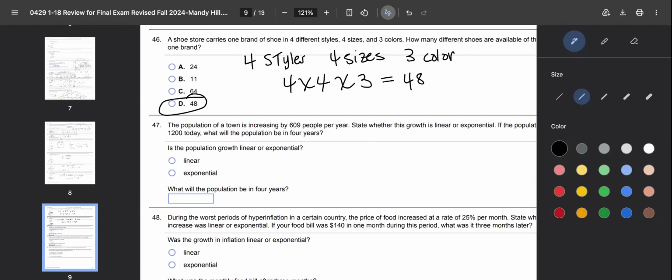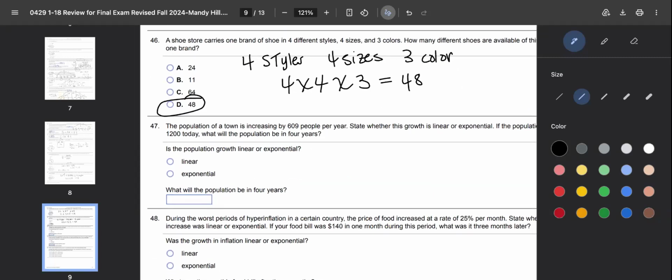47. The population of a town is increasing by 609 people per year. So this is one of those times where you're trying to decide, is it exponential or is it linear? Are you multiplying to get to the next step? Or are you adding or subtracting? So if you're multiplying, it's exponential. If you are adding or subtracting, it's linear. So the population of a town is increasing by 609 people per year. That sounds like we're just adding on 609 people. State whether this growth is linear or exponential.